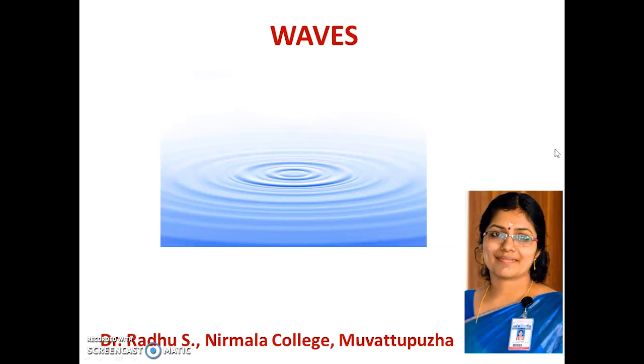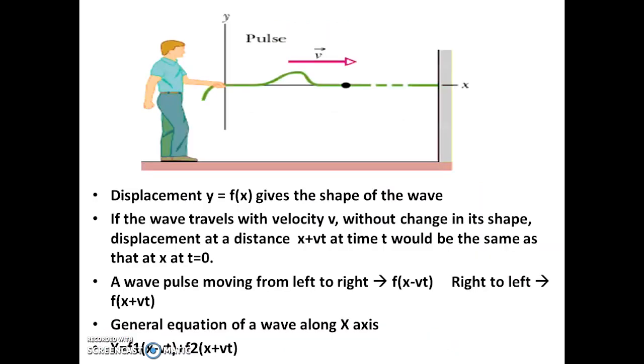Hello. In the last video, I have given an introduction to waves, and in this video, let us see how we can represent a wave mathematically. Consider a person jerking a rope which is tied at one end. What will happen if he jerks it once? A wave pulse will start propagating from left to right. Can we represent it mathematically?